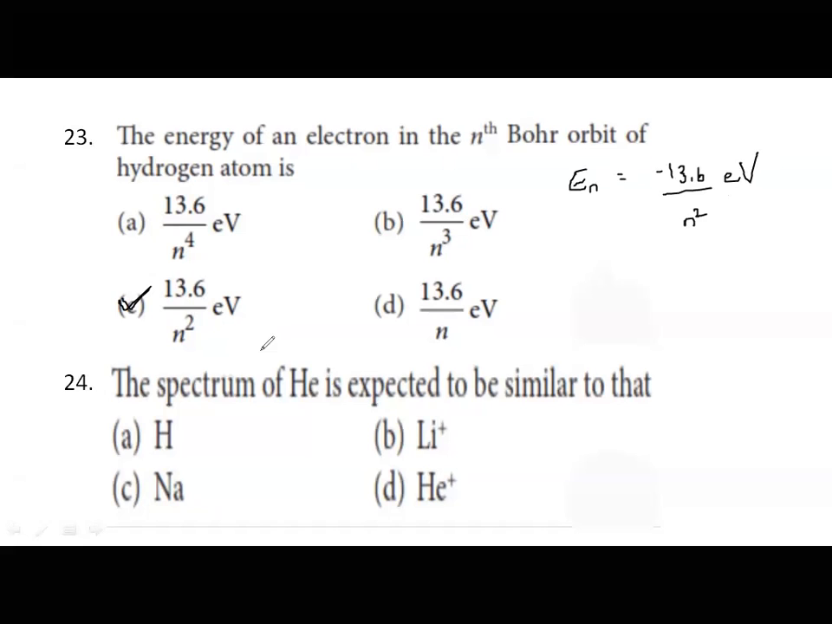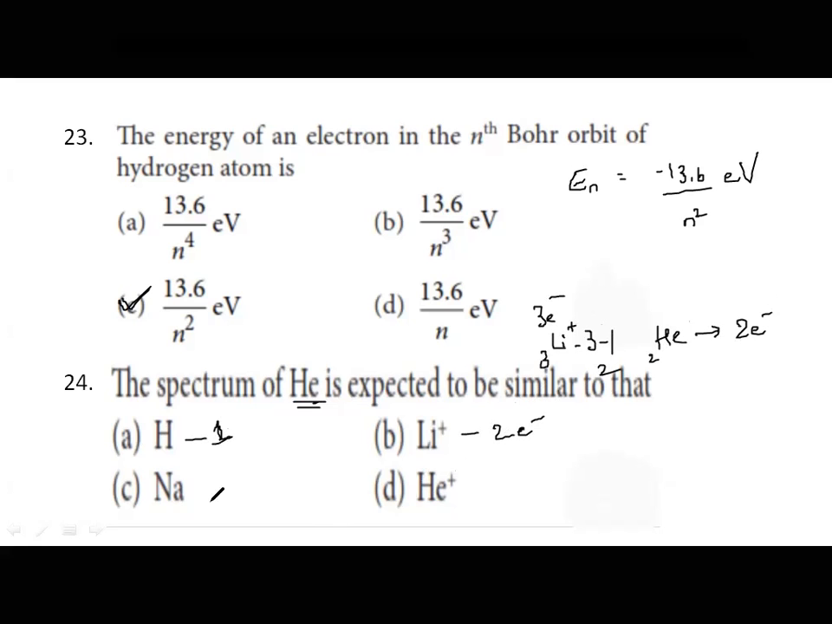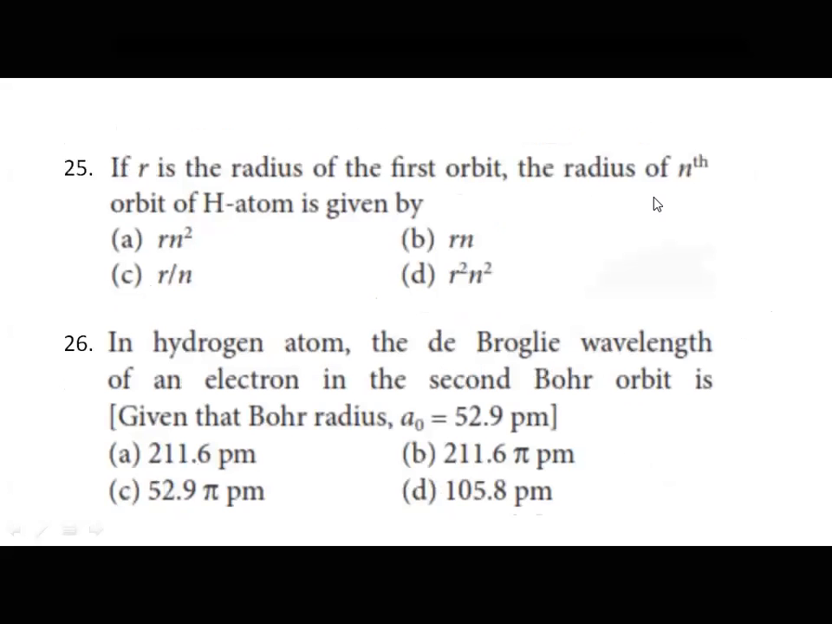Next question. The spectrum of helium is expected to be similar to that of He. Helium, they have said, is expected to be similar to that of helium. Atomic number is 2. Helium has how many electrons? It has 2 electrons. Which of the following atom or ion contains 2 electrons? The spectrum will be similar to that. Hydrogen, 1 electron. Lithium is 3 electrons. Lithium plus means what? 3 minus 1, 2. So lithium plus has got 2 electrons. Sodium, 11 electrons. Helium plus, helium has 2 electrons, plus means minus 1, there is 1 electron. So helium will have the spectrum similar to that of lithium plus ion, Li plus ion.